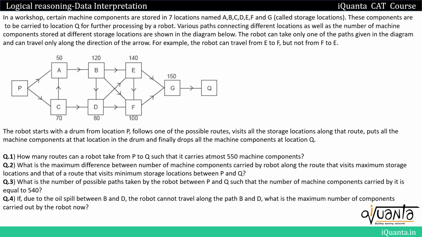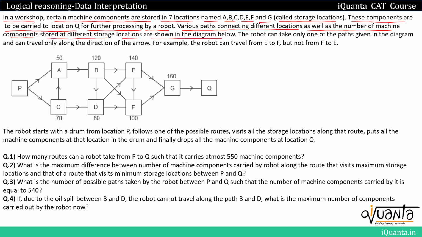Hello everyone, let's try to solve another type of question based upon network flow diagrams. In a workshop, certain machine components are stored in 7 locations named A, B, C, D, E, F and G, called storage locations. These components are to be carried to location Q for further processing by a robot. Various paths connecting different locations as well as the number of machine components stored at different storage locations are shown in the diagram below.